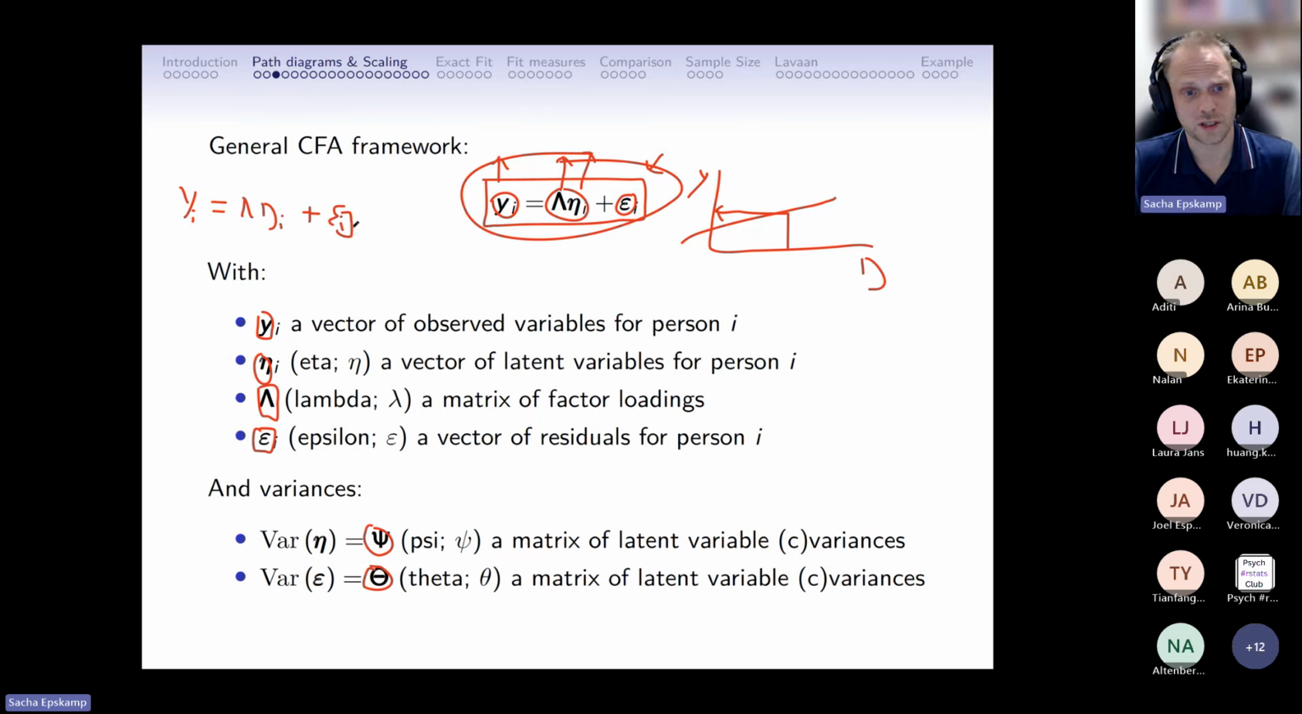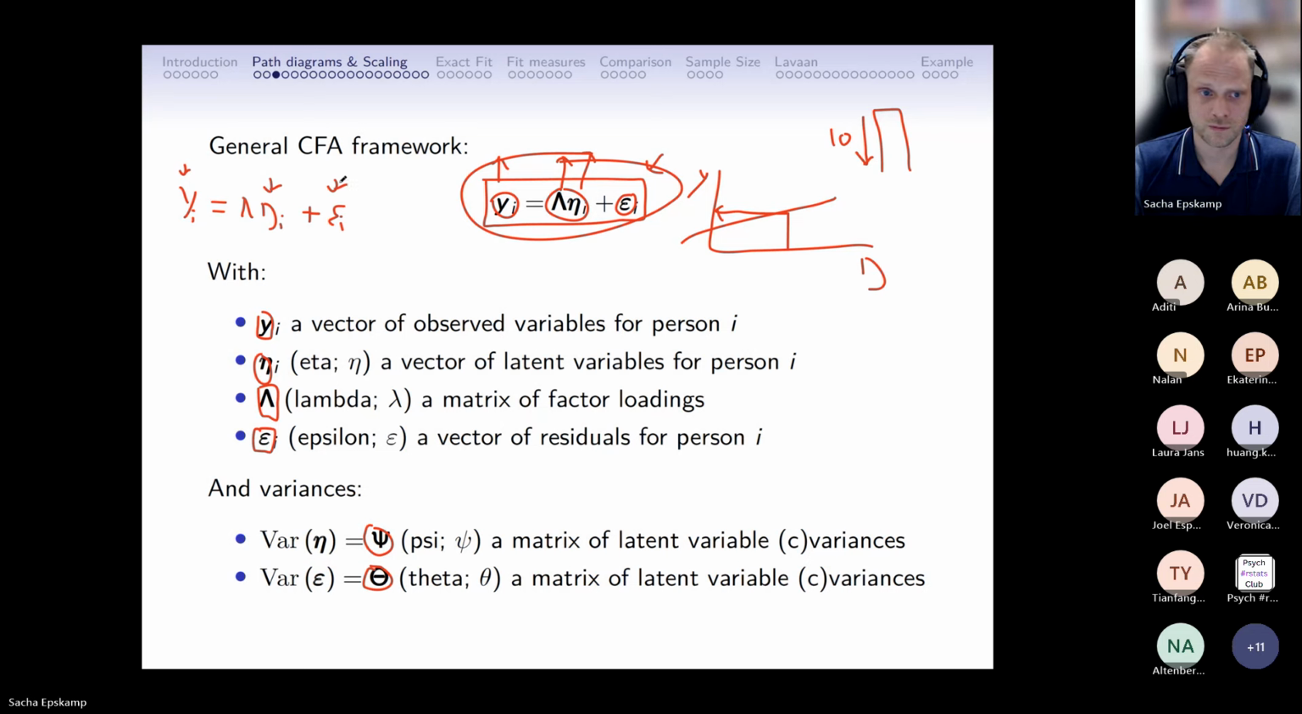This i means the subject. So if we have 10 subjects in our data, our data would be 10 rows. We would have 10 times a y variable or a set of y variables, 10 times a latent variable, 10 times a residual. We also have these parameters that we need to estimate, these lambdas, for example. In this case it would only be the lambdas, but we're going to get to these later.